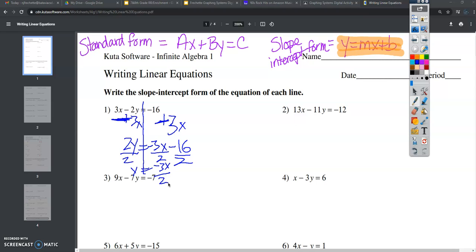Yeah, negative 8. So there you have it for the first one, ladies and gentlemen. That's what happens when you go from standard form to slope intercept form.